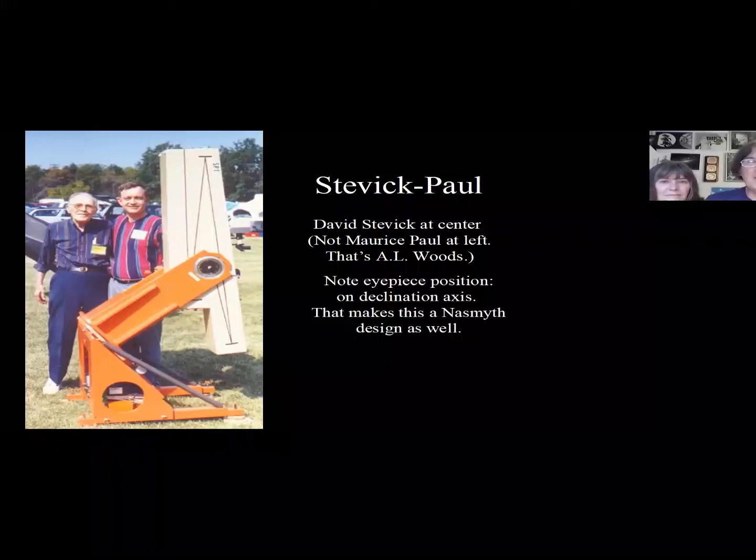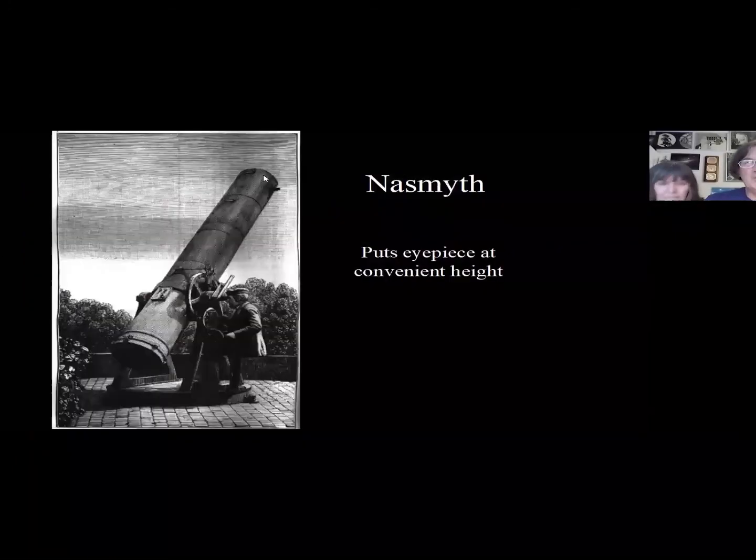And here's another Nasmyth, same basic idea. Probably not quite as many mirrors. I think it goes all the way down to primary, back up to a secondary here. It might go all the way to a secondary there. Yeah, of course it would, or there'd be no reason for that tube. And then back to a tertiary and out to the eyepiece. So that works pretty well.